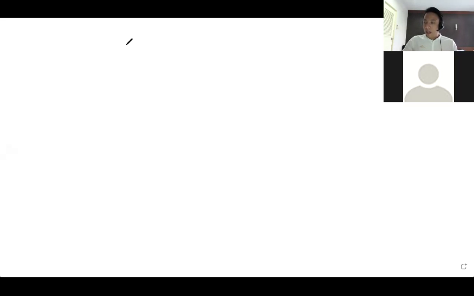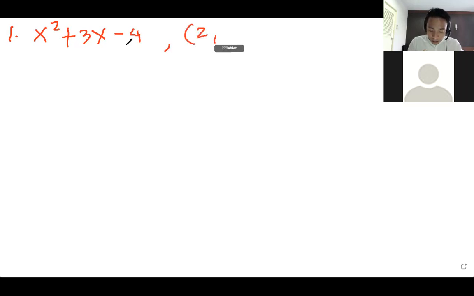Our number 1 here is x squared plus 3x minus 4, and we have the given point, which is (2, 6). So how can we answer this one? We need to know first the formula.